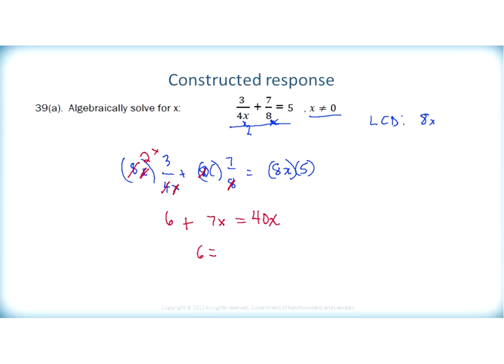So we would have 6 equals 33x. 6 over 33 would equal x. This gives us 2 over 11.